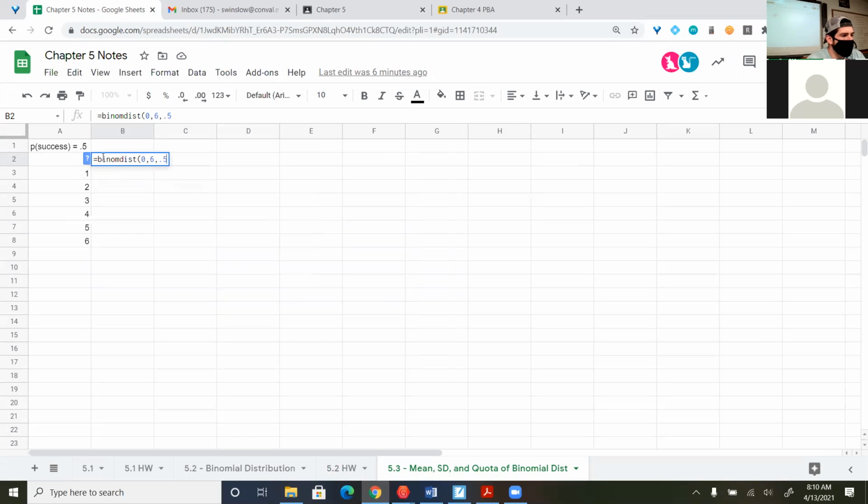So I'm going to go ahead and type in the binomial distribution. Since I want exactly 0, then I'm going to be doing false. And so there's only a 1.6% chance of missing all the shots.